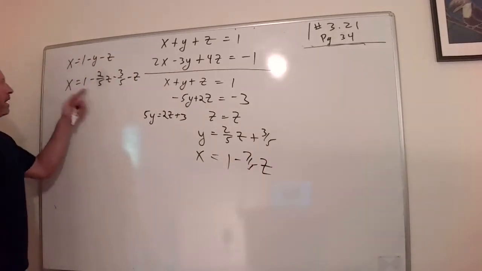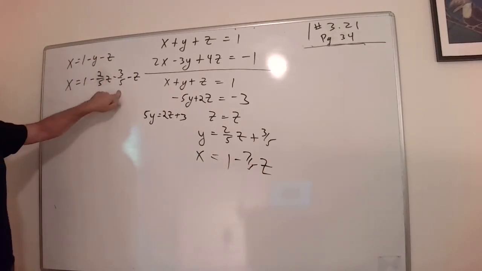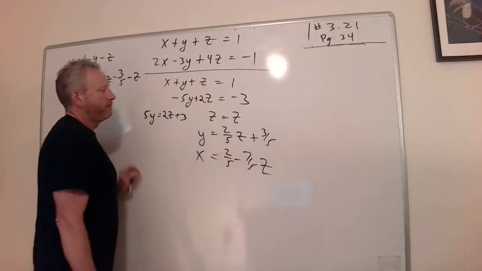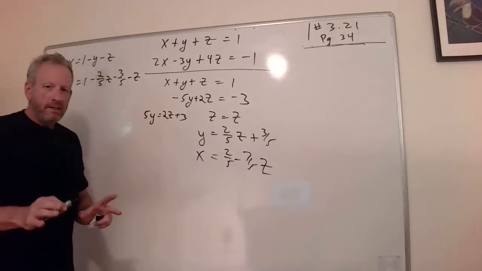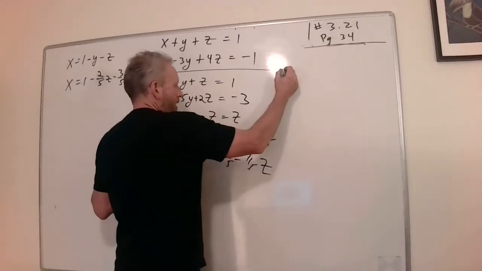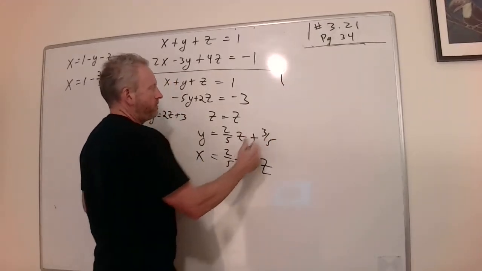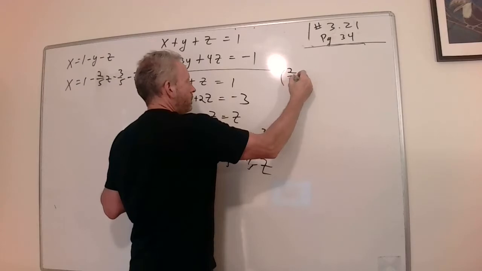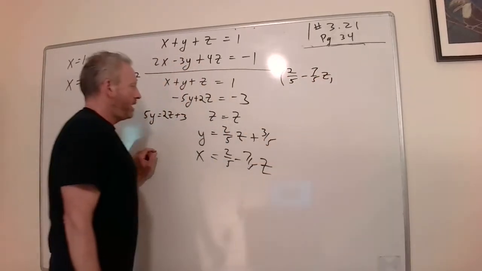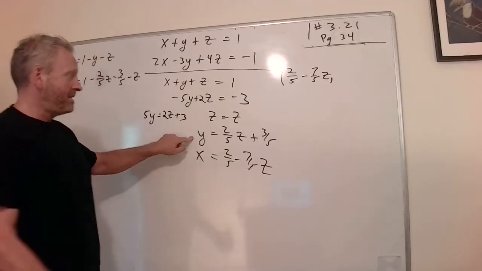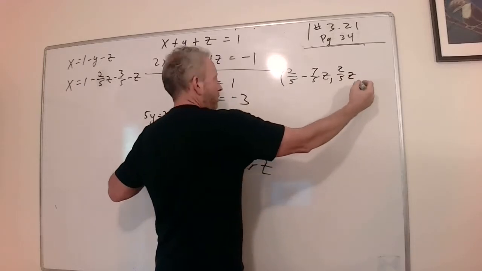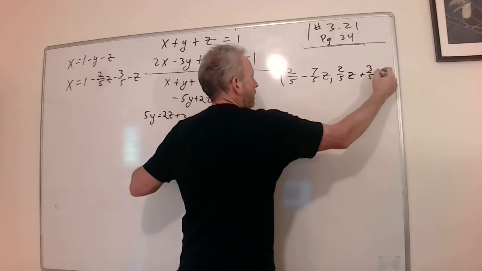And look at that, I almost made another careless mistake. 1 minus 3 fifths is 2 fifths. So this should be 2 fifths, like that. Let me write it in the standard ordered triple style. We would have x is 2 fifths minus 7 fifths z. That's x. y is 2 fifths z plus 3 fifths. And z is z.